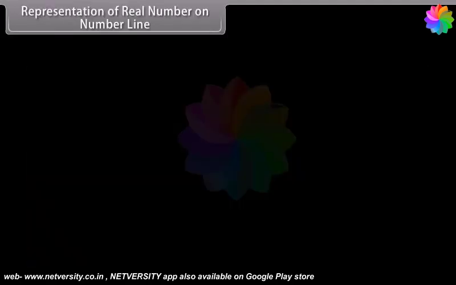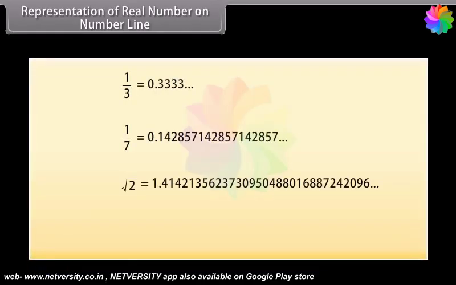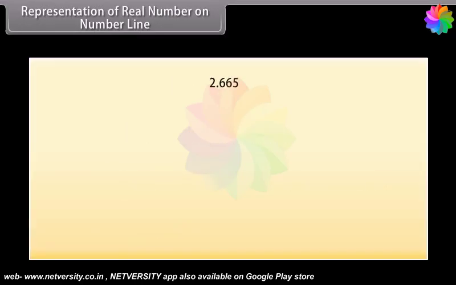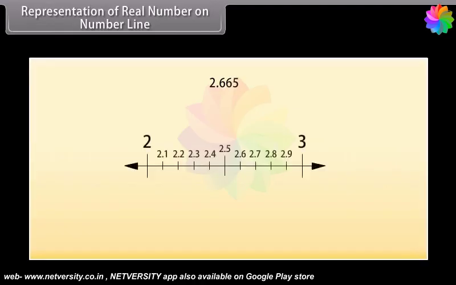Representation of real number on number line. We now know that every real number has a decimal expansion. That decimal expansion helps us to locate it on a number line. Let us locate 2.665 on a number line. We know that it lies somewhere between 2 and 3. Imagine dividing it into 10 equal parts. For a clear view of numbers, the first part represents 2.1, the second part is 2.2, and so on. Here, 2.665 lies between 2.6 and 2.7.